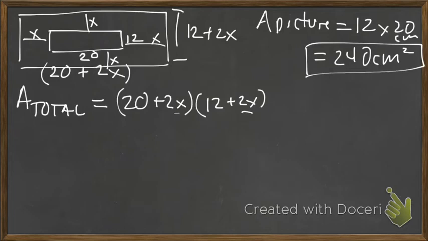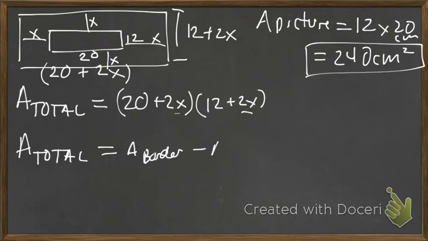Okay, and in order to do that, we have to have some sort of value to associate this with. Now, what we can say is area total is equal to the area of the border plus the area of the picture. And we know the area of the picture. The area of the picture is right there. Okay?